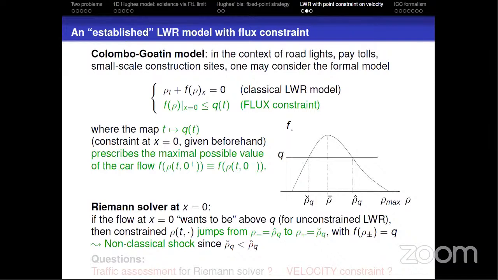In the situation where you cannot have the classical Riemann solver of one constraint on LWR, then you insert a non-classical shock, which means that you have a shock of acceleration, not a shock of braking, which is standard in the traffic context. And the question I want to ask is, what would be the traffic assessment for this Riemann solver, even if it is very natural? But the main question: what would you do if you have a constraint on velocity instead of the constraint on the flux? And essentially, this is the question I want to ask.